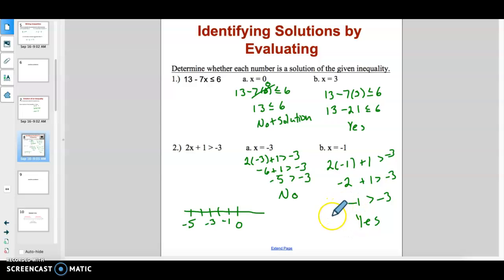So that's the idea for how to check if a value is a solution for an inequality. So why don't you guys go try that now.